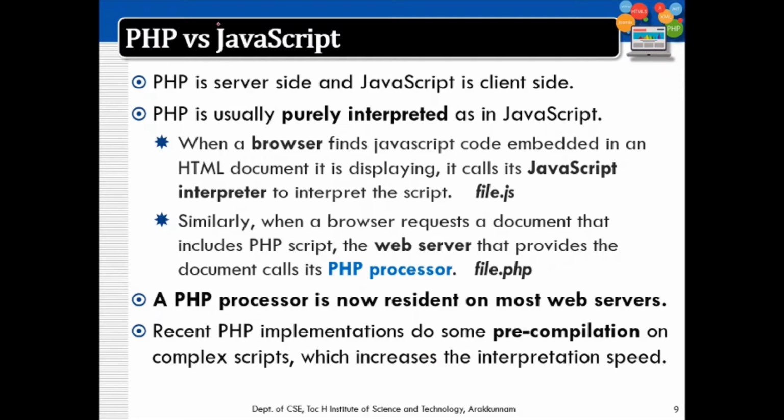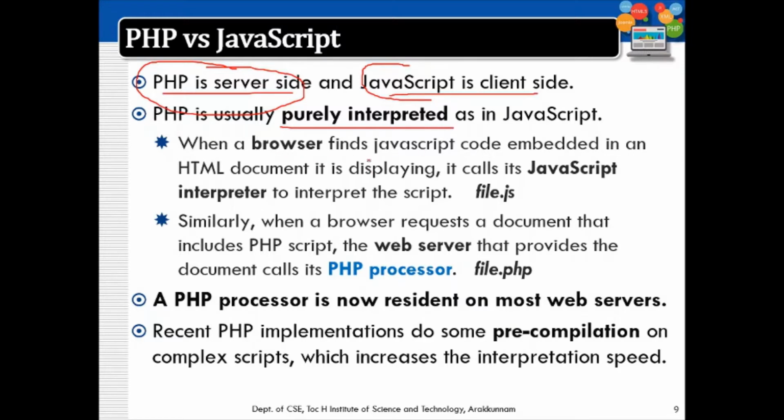Comparing PHP and JavaScript, the first difference is that PHP is server-side script and JavaScript is client-side. So JavaScript is visible to the client at the client side from the browser, but PHP script is executed and only the output is given back to the user. It is not visible to the users. Then similarities between these two languages: they both are purely interpreted.